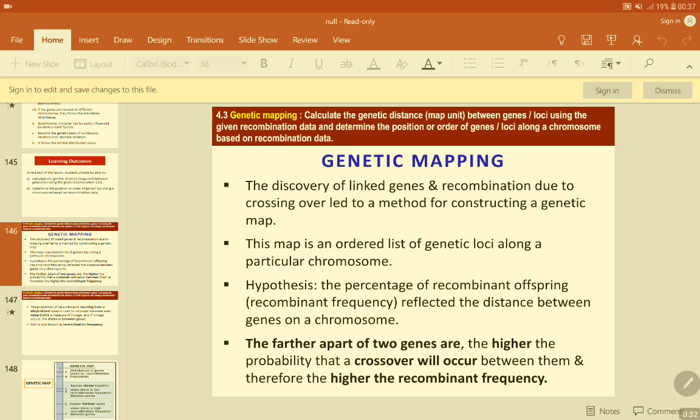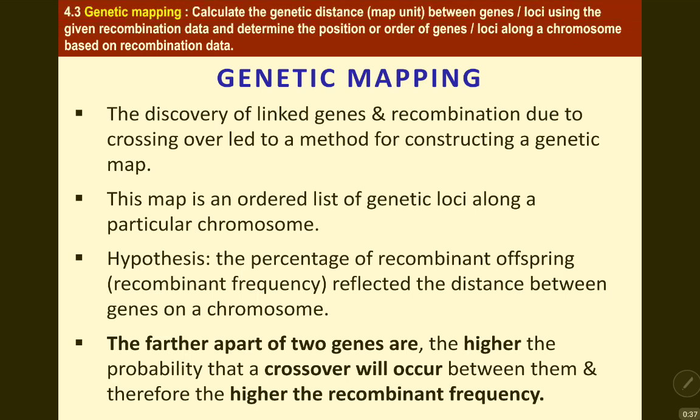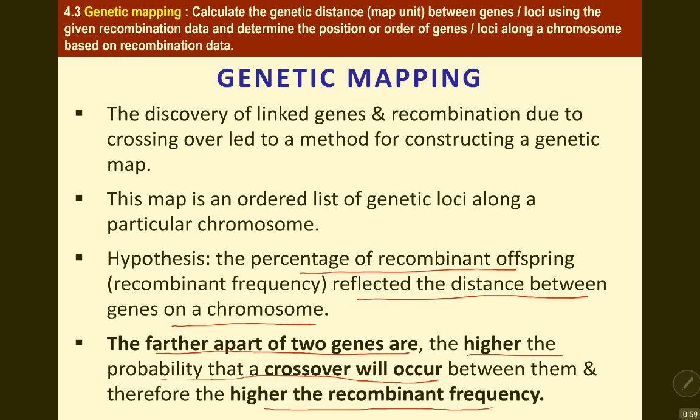So the hypothesis here is that the percentage of recombinant offspring reflects the distance between the genes on a chromosome. So it says that when two genes are farther apart, the higher the probability that a crossover will occur between them. Therefore, the higher the recombinant frequency. So for example, here is a chromosome.